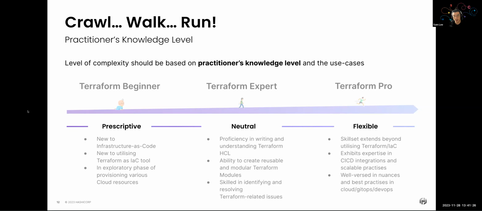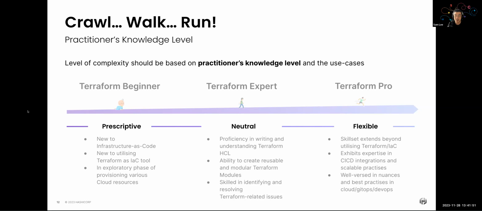Now, at the Terraform expert level, we say it's a little bit more neutral because we want to give them the ability to be flexible. But at the same time, we also need to be prescriptive because there might be governance procedures we need to have in place in our organizations. And then your Terraform pro, they are probably the guys or the ladies who need a little bit more flexibility in their approaches because they are the ones who will be dealing with a lot of complex use cases.